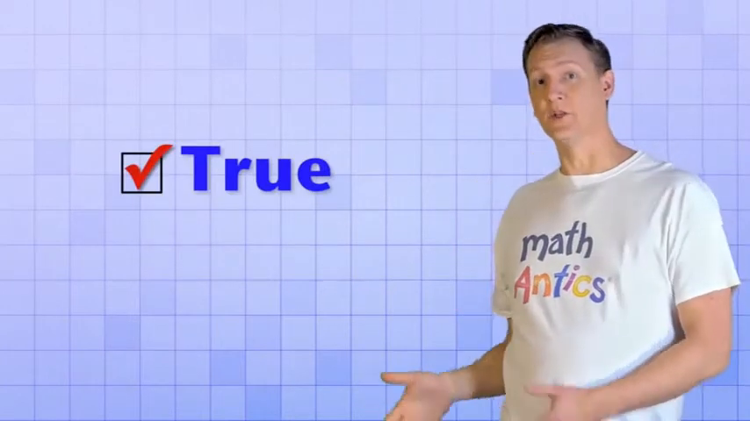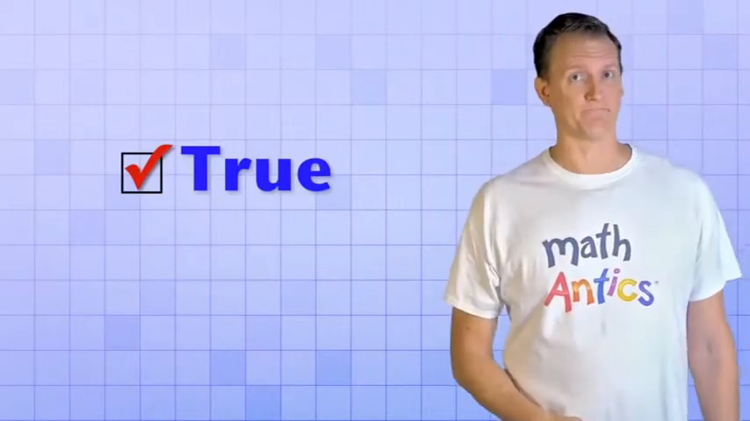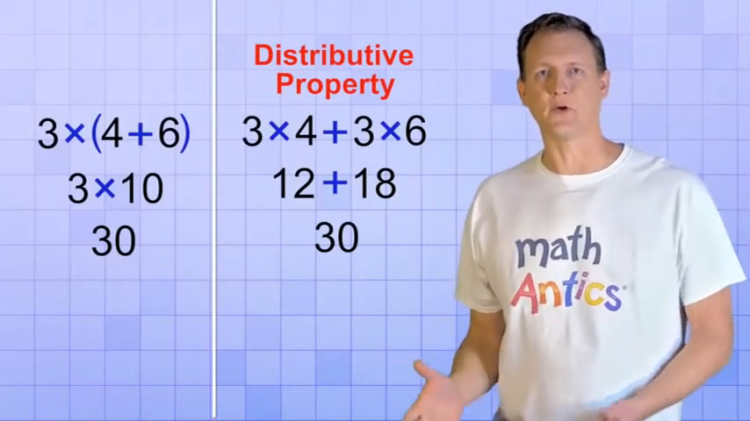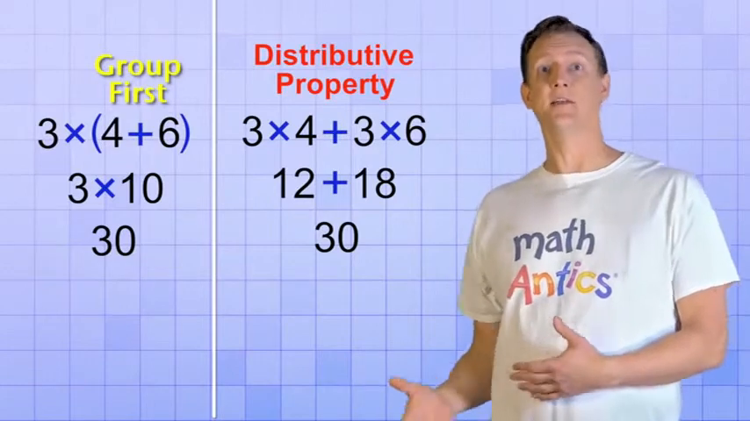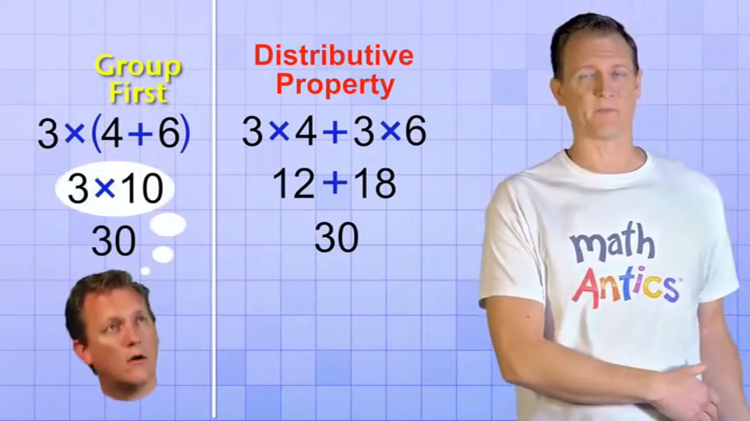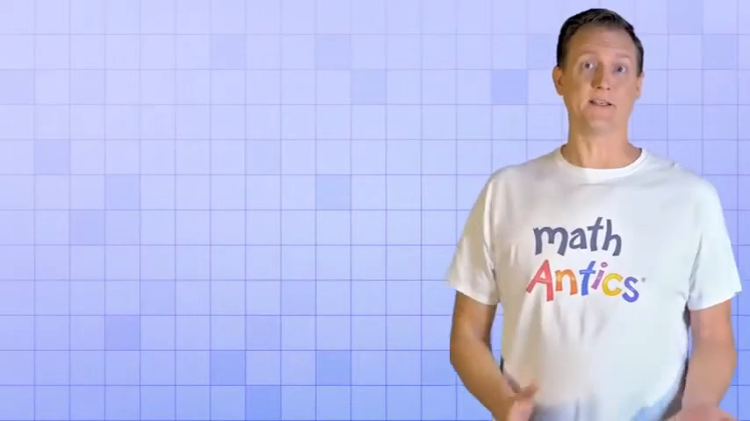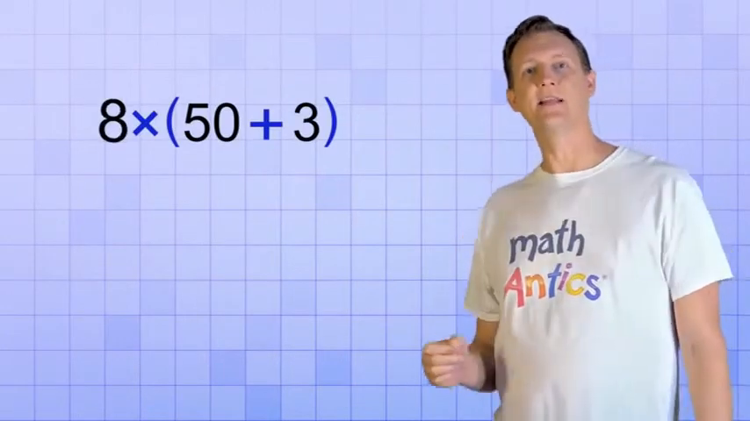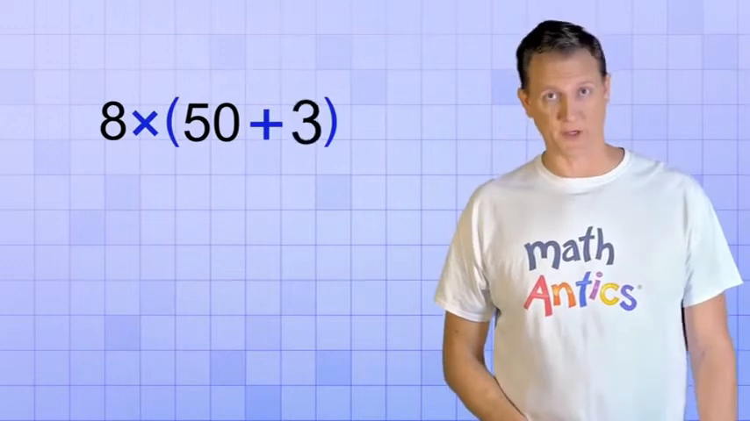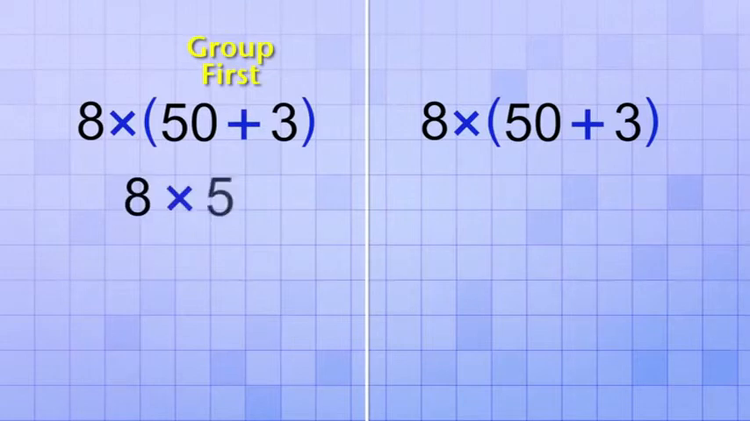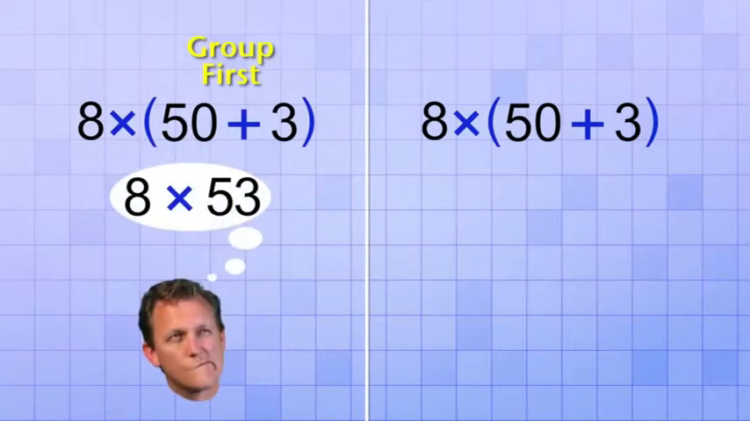And it's true. There are times when the distributive property way is harder, like in our first problem. It was easier to just go ahead and simplify the group first because it's easy to multiply 3 times 10 mentally. But there are also times when the distributive property way is easier. Like in this case, 8 times the group 50 plus 3. If we decide to simplify the group first in this problem, we end up needing to multiply 8 times 53, which is not so easy to do mentally.